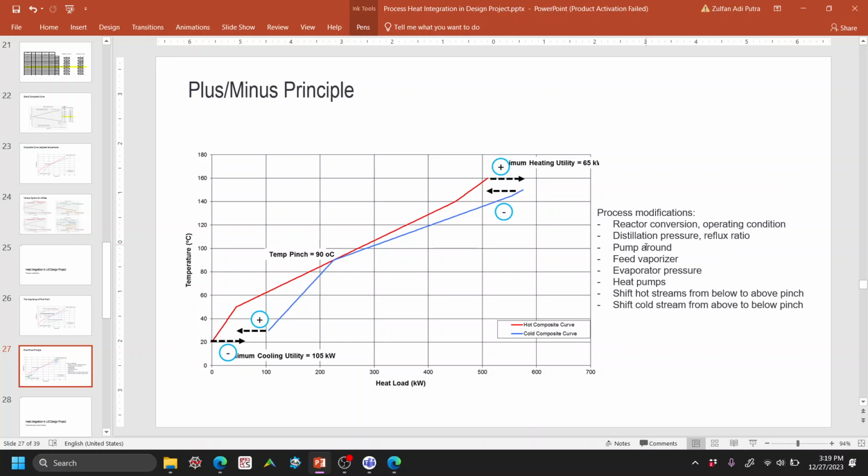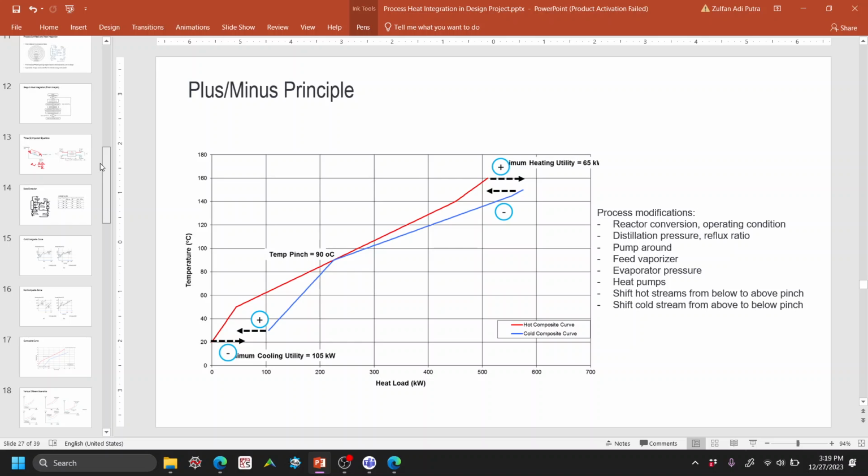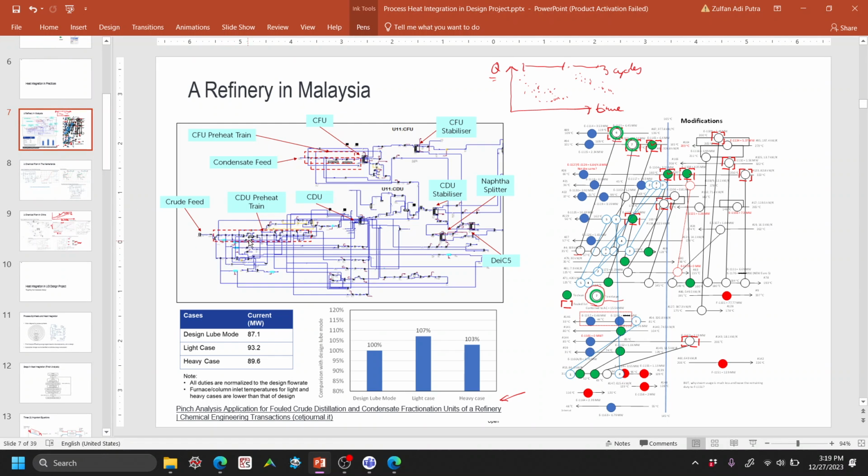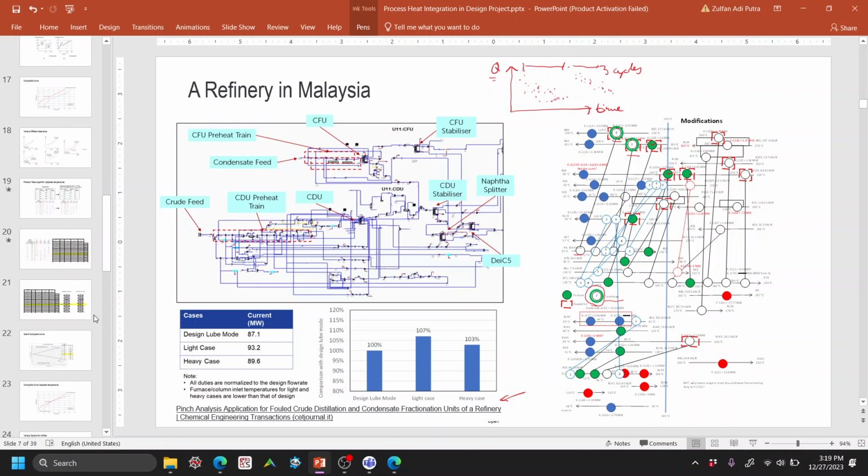Yeah, we can also do some pump around, like in the case of this. All of these preheat trains are recovering heat from pump around systems in the CDU and then the CFU, right? So we take some streams out of these columns, and then we cool them down by heating up the feed, and then we pump it back to the plant. So that's what we call a pump around.